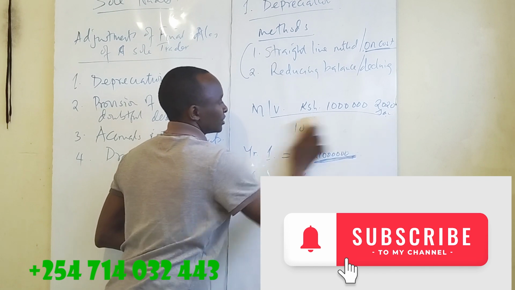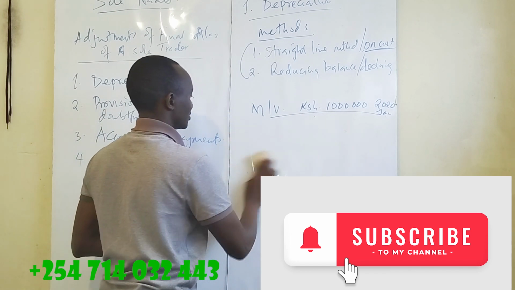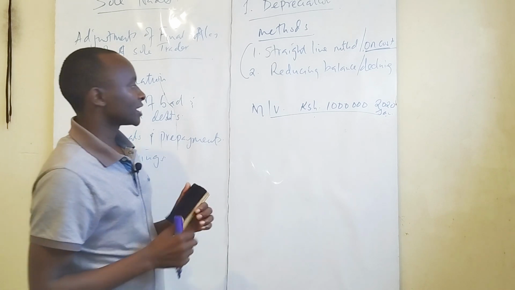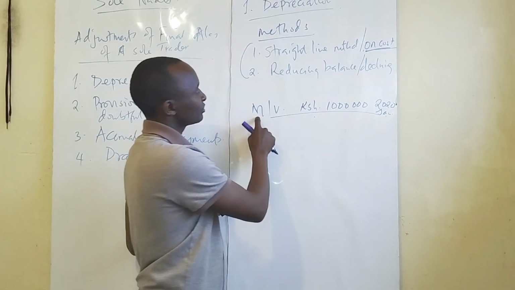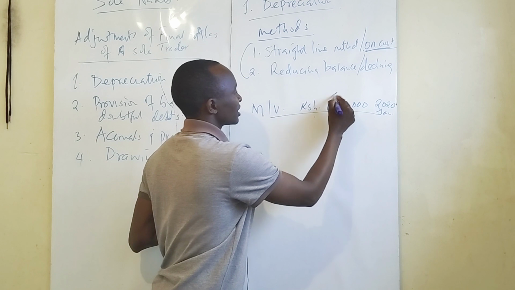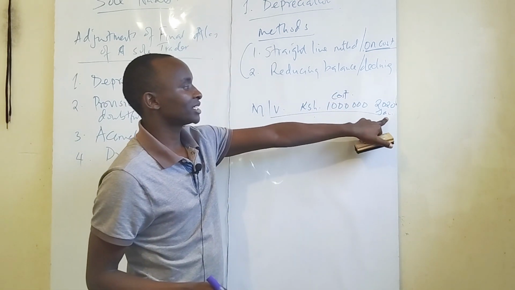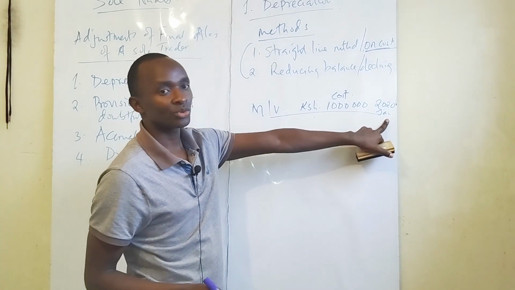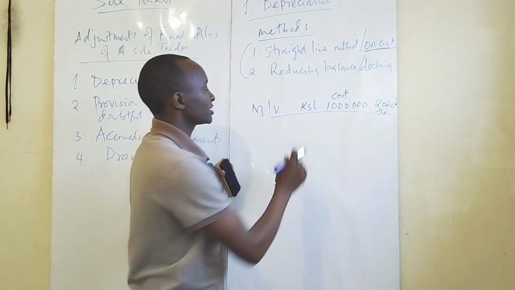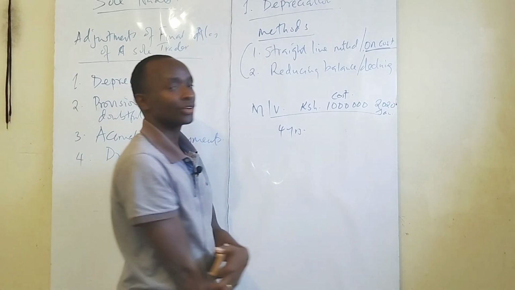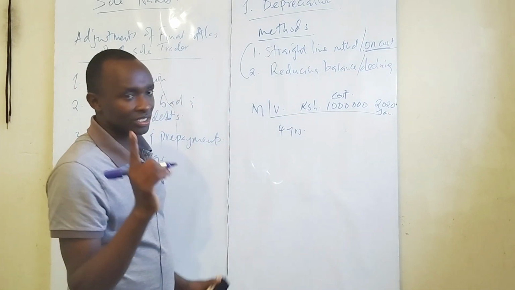The reducing balance method of depreciation. So we're still going to use the same example illustration. The motor vehicle was bought on this, so this is the cost. The cost is 1 million, and then it was purchased in 2020 January. So that means it has stayed in the business for, let's say, 4 years, right? So this is how to do.